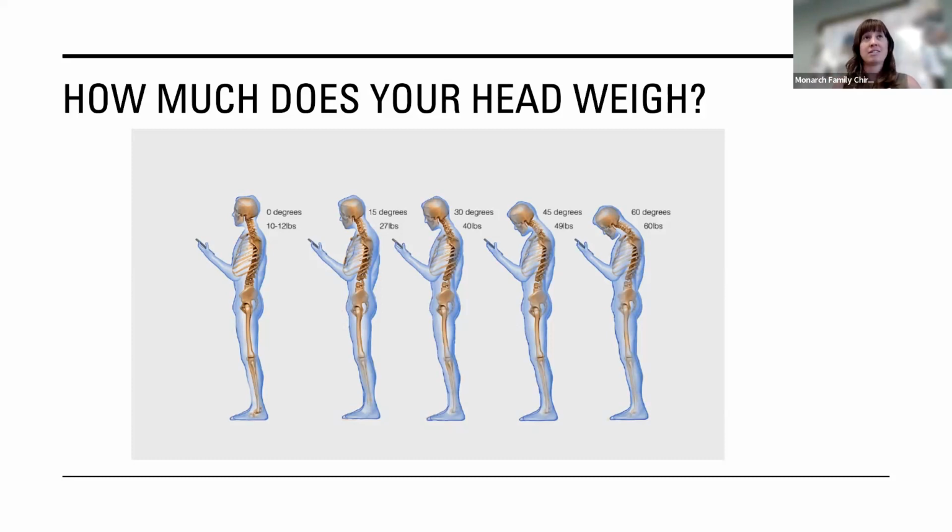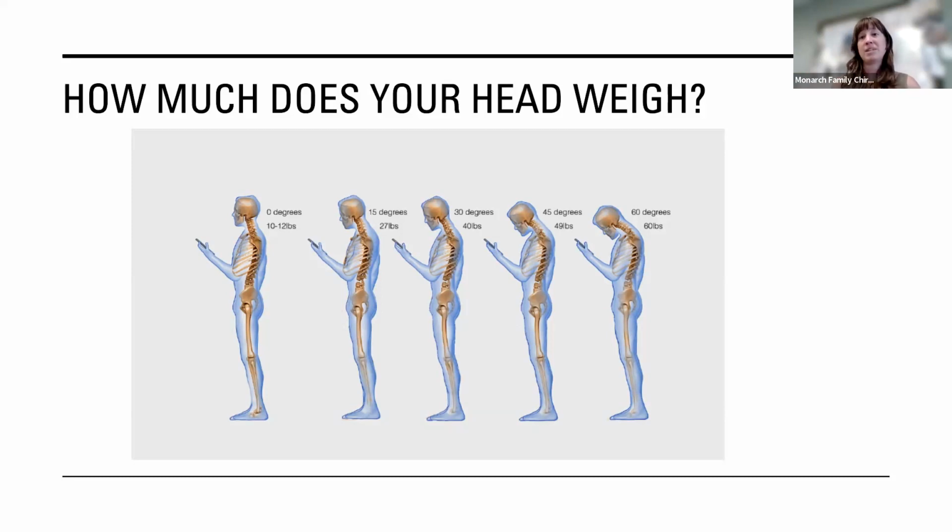Well, we're not just going straight forward, we're often angling down. So the problem is, as we start to angle down, we put more stress. At 60 degrees, we are putting 60 pounds of pressure down on our spine because that's how much our head weighs. And it's not a big deal if it's there, here, and there. But some people are in that posture all day long.